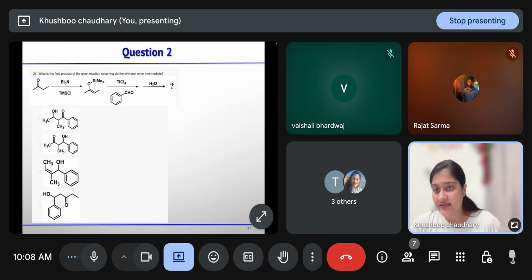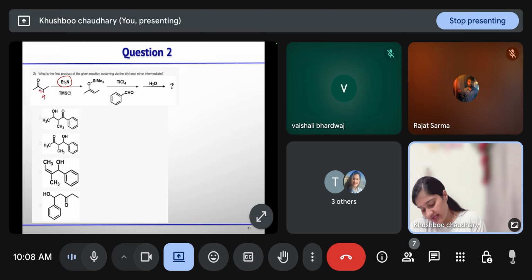Okay. Then what is the final product of the given reaction via a silyl enol ether intermediate? Firstly, base will abstract the proton and it will react with silyl chloride, TMSCl, so it will form this silyl enol ether. Now, in the presence of TiCl4 and this benzaldehyde, and after hydrolysis, what will be the major product?